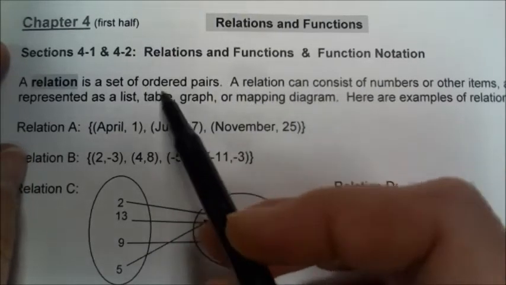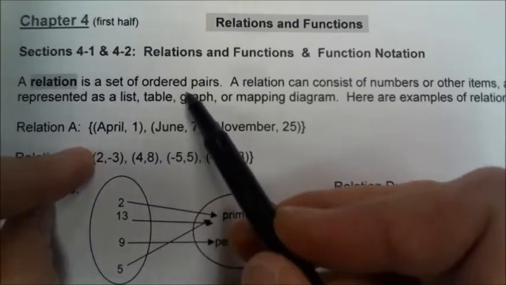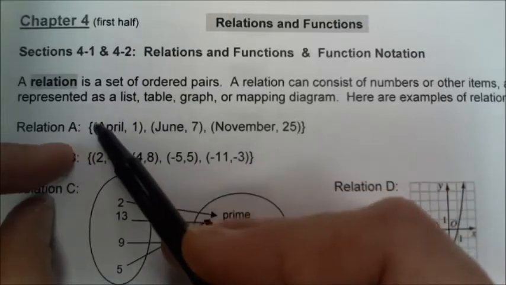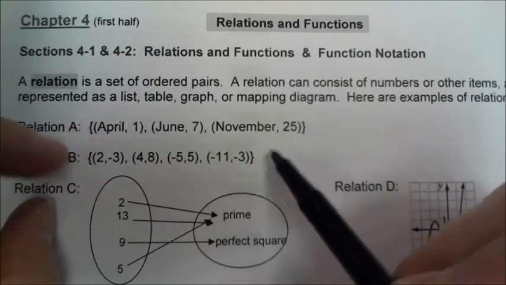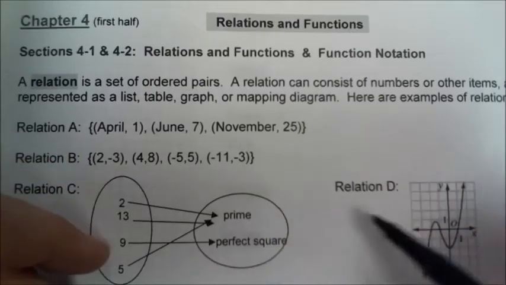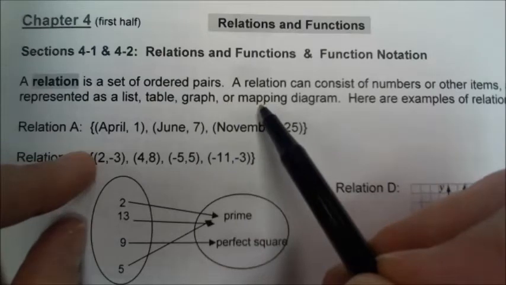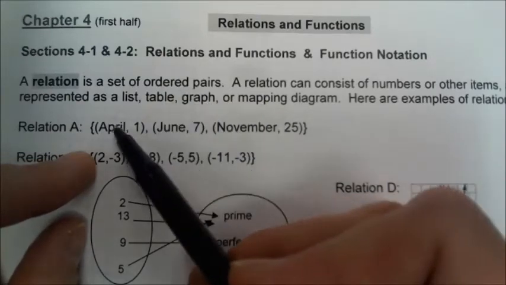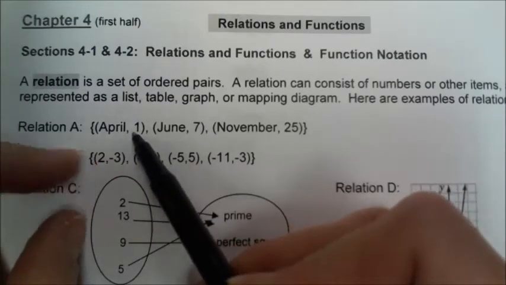A relation is just a set of ordered pairs, and if you look below, you can see what I mean by a list or a set of ordered pairs. A set has these squiggly brackets, so here's a set and here's a set. A relation having a set of ordered pairs, this is an ordered pair, April, comma 1. So April is the first element and 1 is the second element.